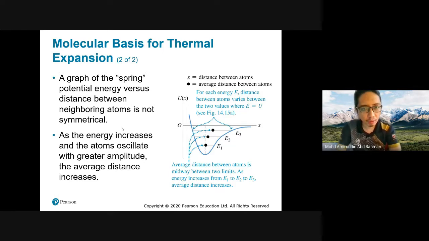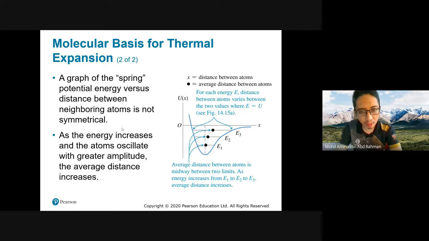We can look here at the graph. We call this the graph of spring potential energy versus distance between neighboring atoms. It is not symmetrical. As you can see, we have U versus X, where U is the potential energy of the atom and X is the distance between the atoms. For each energy E, the distance between atoms varies between two values.